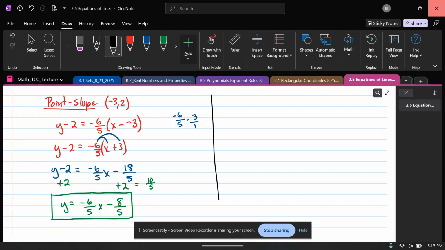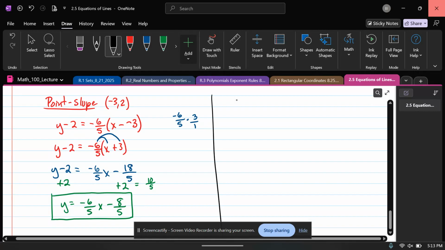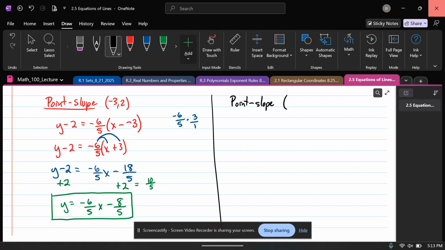Now, the really cool thing that I think makes this work: if I go through point slope form and I use the other ordered pair, what was the other ordered pair? 2, -4. Then y minus -4 equals -6 over 5, x minus 2. I'm going to go through the same steps, and I want you to see that it ends up being the same slope-intercept form equation, no matter which ordered pair I picked. Because they're not going to tell you which one to pick. They're just going to say, do it.